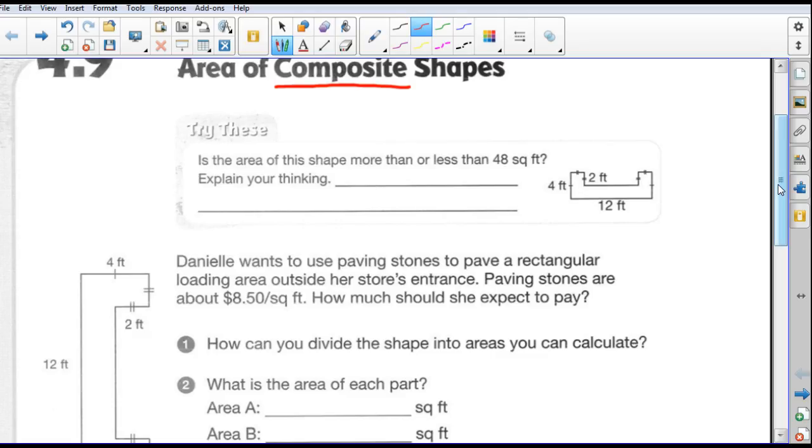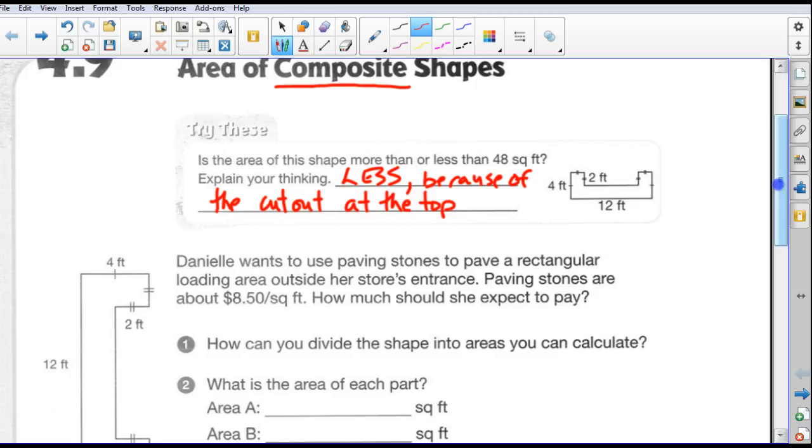Well, we know that if I was to connect this whole top together right here, that would form a rectangle. We know the area of that rectangle is length times width. 4 times 12 is 48, but you can see we've got a little bit of a cutout in there, okay? And that cutout is going to make it less than 48 square feet, because if I didn't have the cutout, it would be 48 square feet, but because I have the cutout in there, it's going to be less. Okay, so I'll write the word less because of the cutout at the top.